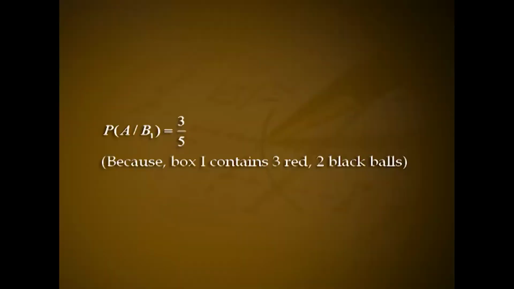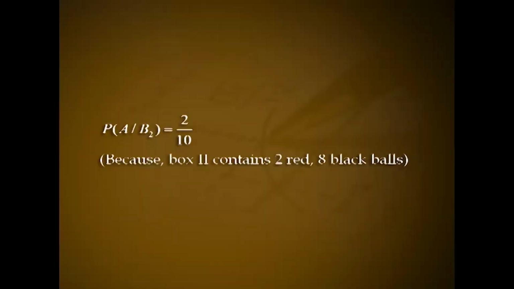If B1 happened, then the probability of the happening of the event A is the probability of getting a red ball from the first box, which is P of A given B1, that is equal to 3 divided by 5, because box 1 contains 3 red and 2 black balls. If B2 happened, then the probability of the happening of the event A is the probability of getting a red ball from the second box, which is P of A given B2, that is equal to 2 divided by 10, because box 2 contains 2 red, 8 black balls.